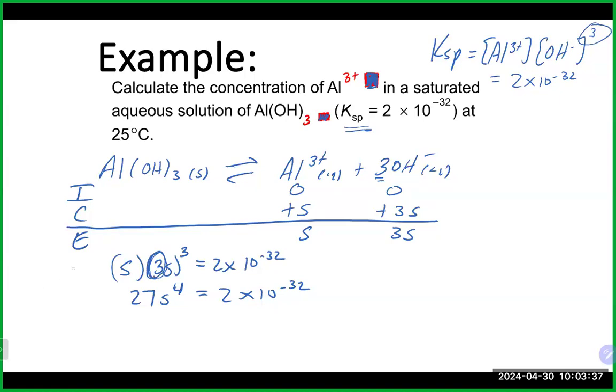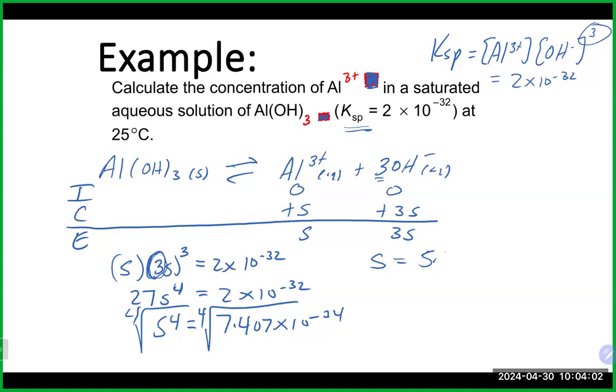We'll divide by our 27 there, and that'll give us S to the 4th is equal to 7.407 times 10 to the minus 34. We're actually going to take the 4th root here of both sides. And when you do that, you will end up with about 5.2 times 10 to the minus 9 in this particular case.